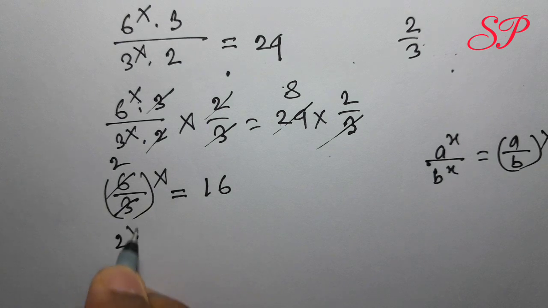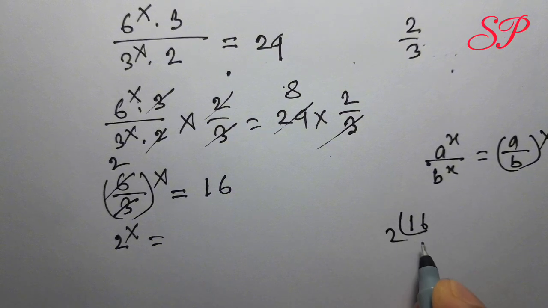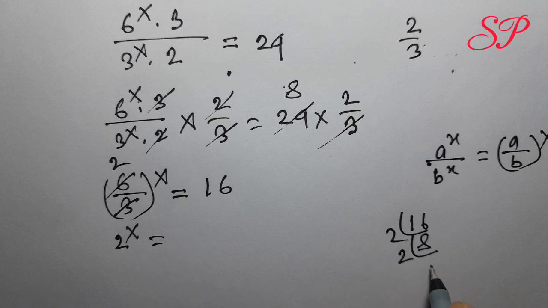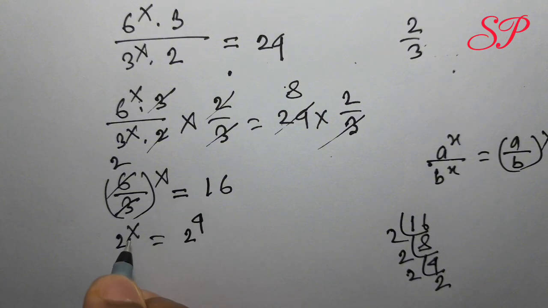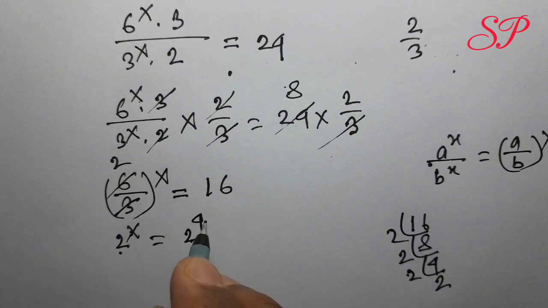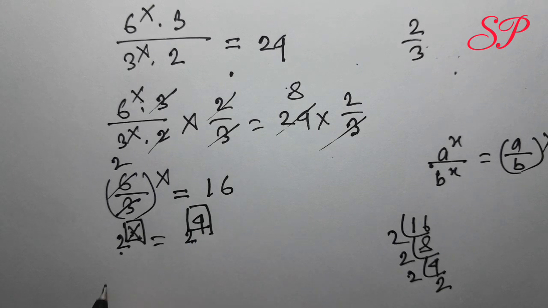Okay, so 2 to the power x is equal to 16. Dividing 16 by 2 is 8, dividing 8 by 2 is 4, and dividing 4 by 2 is equal to 2. Here we have 1, 2, 3, 4, so 2 appears 4 times, so we can write 2 to the power 4. Here the bases 2 and 2 are equal, so x is equal to 4. This is the final value of this equation.